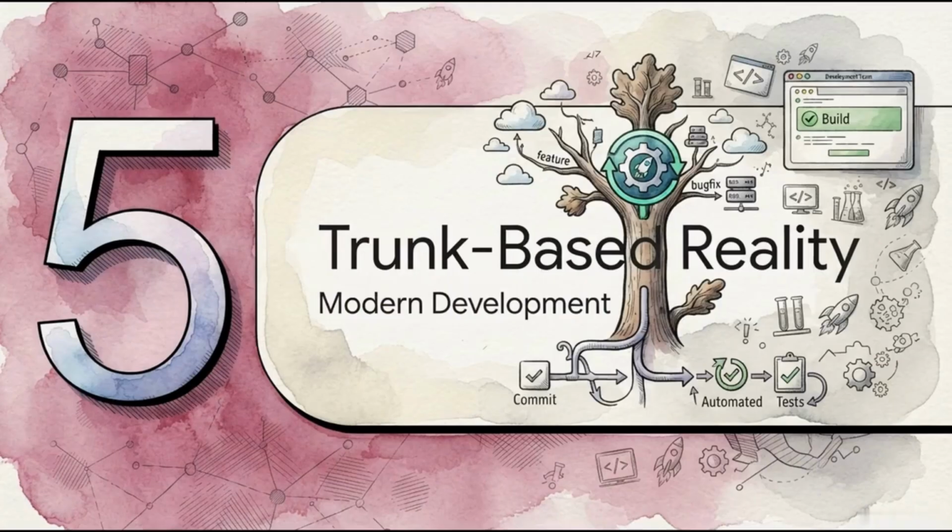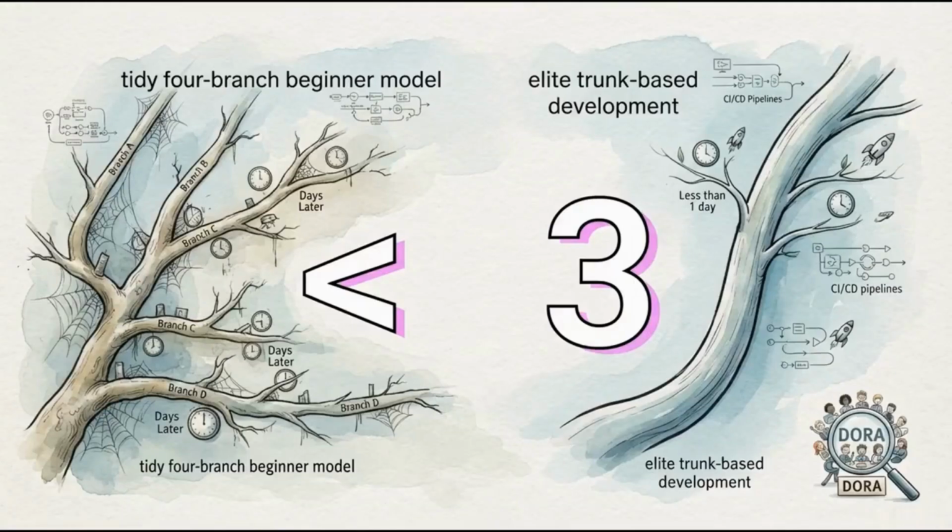Let's move on to part 5, the trunk-based reality. Now, I gotta level with you. The tidy 4-branch model we learned a few minutes ago is really great for beginners, but in the real world of high-performing software teams, it introduces a pretty critical tension. That beginner model kind of implies that branches are a comfortable place for code to live for days or even weeks. But elite research, like the data from DORA, the DevOps Research and Assessment Team, shows the exact opposite.